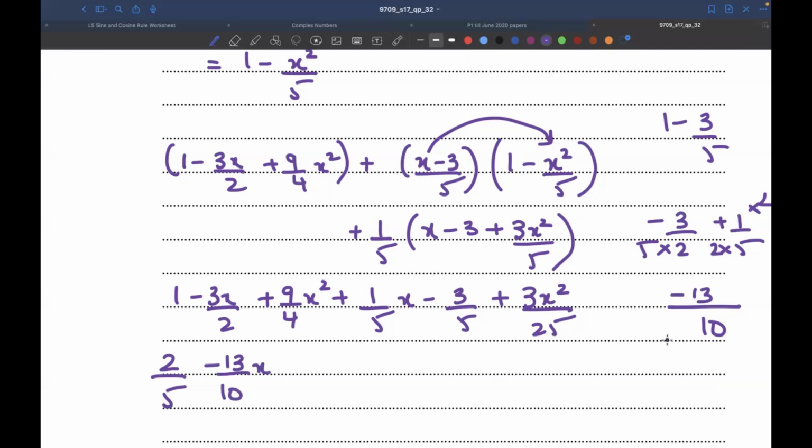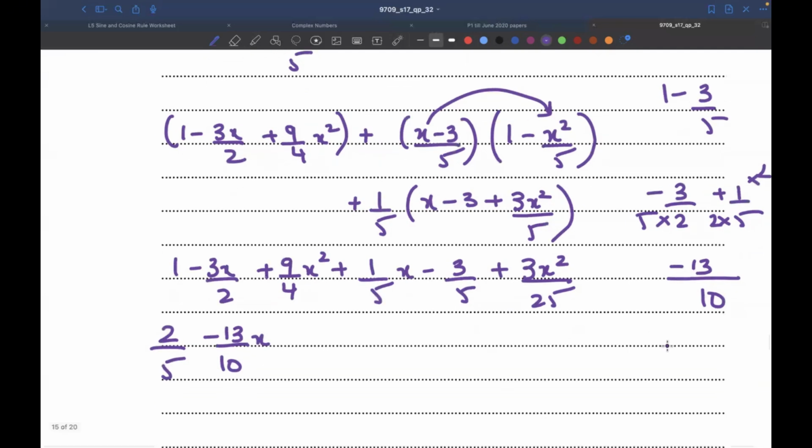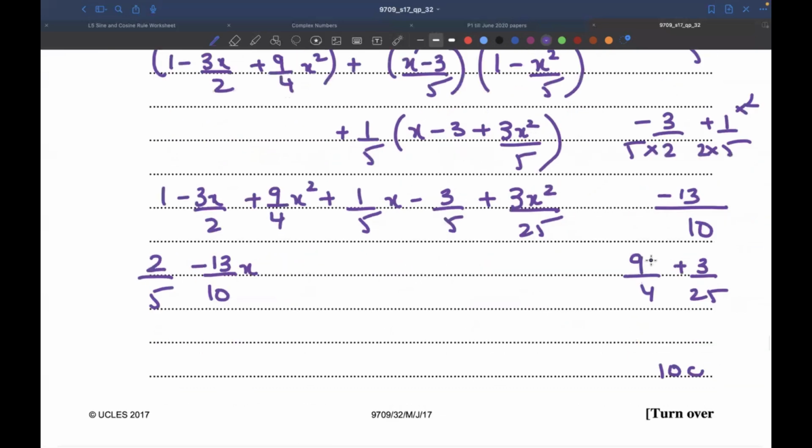And finally, 9 upon 4 plus 3 upon 25. We can use our calculators as well, but the LCM is 100. So this will multiply by 25. This will multiply by 4. 9 into 25 is 225. And this is 3 4s are 12. So this will become plus 237 upon 100 x squared.